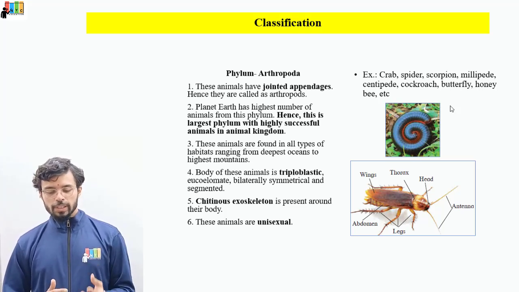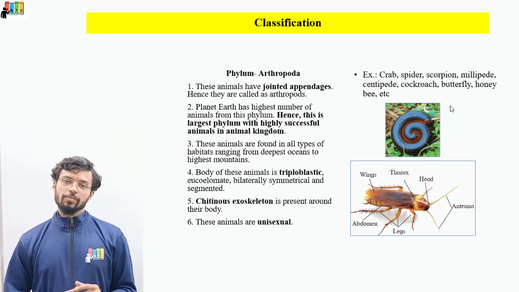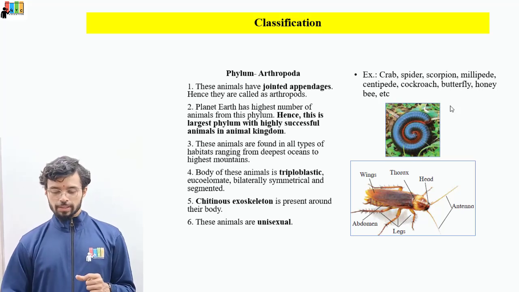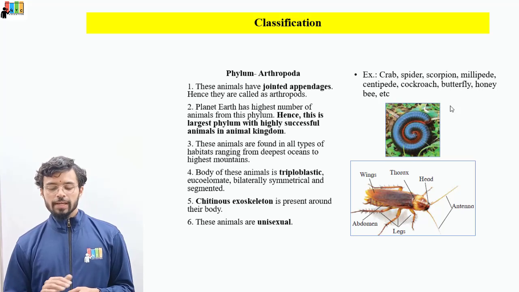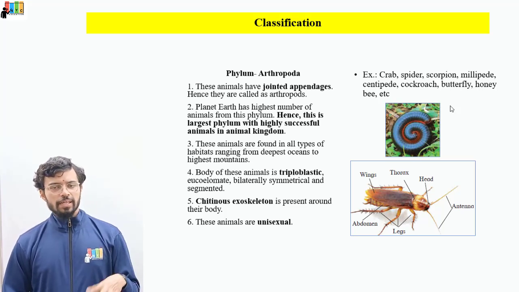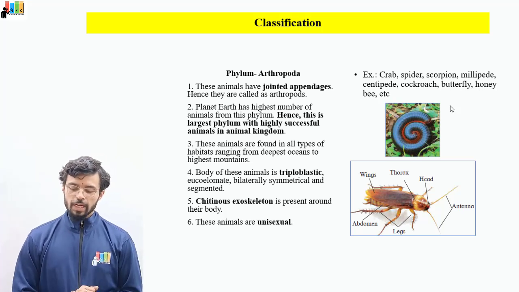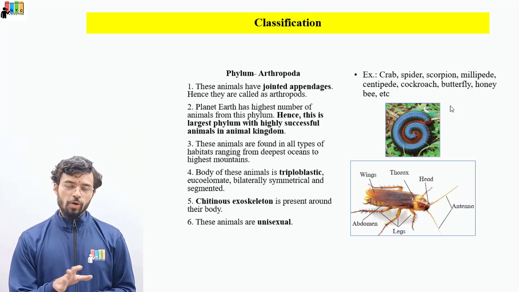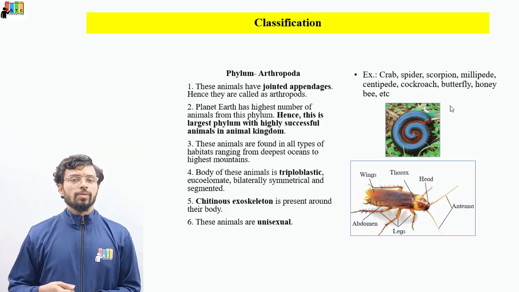Their body is eucoelomic, bilaterally symmetrical, segmented, and triploblastic, which means they also show the three germ layers of development. Then their body is covered in a chitinous exoskeleton. Chitin, whatever you want to call it. So a chitinous exoskeleton is present around their body. I'm sure you must have killed or groomed cockroaches in your home if you have had them. So you see, it's very difficult to crush the cockroach, right?